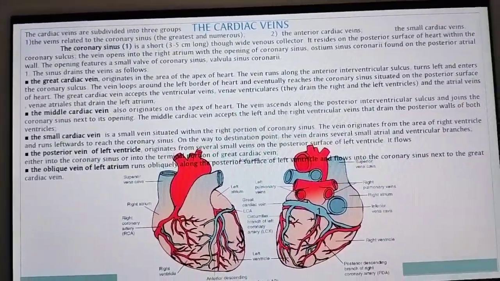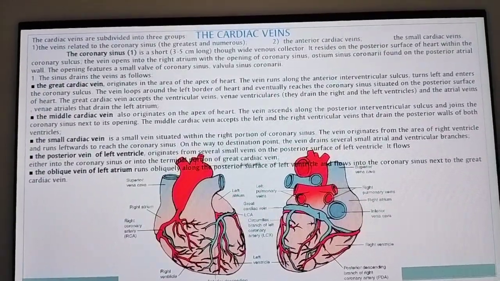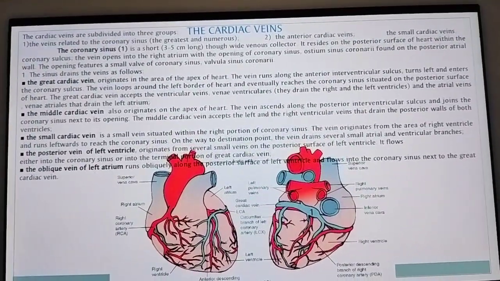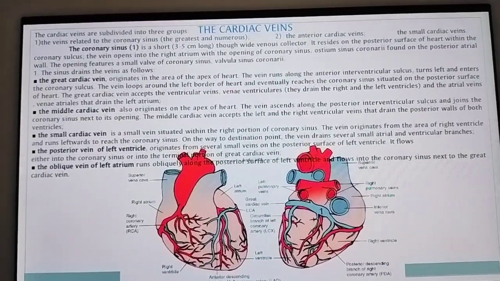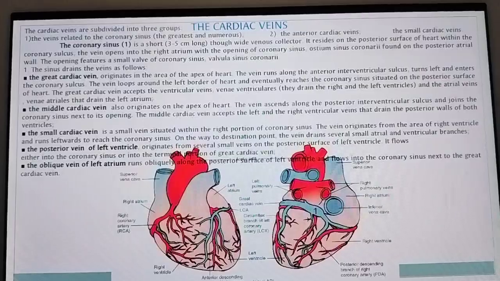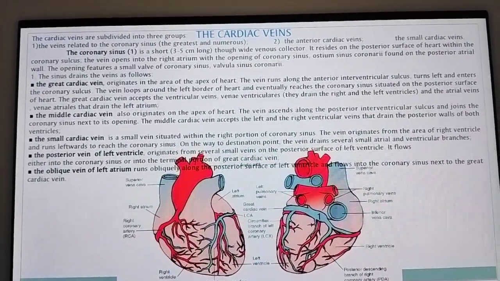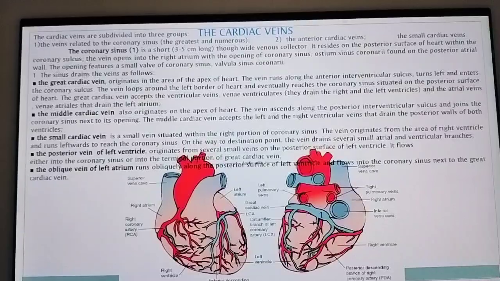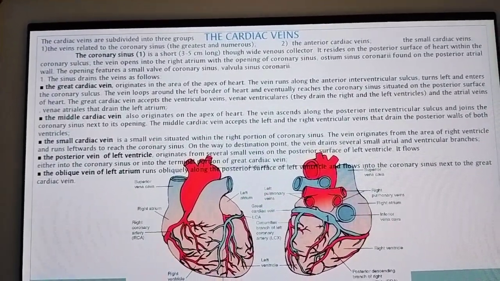So the first one is the great cardiac vein, and this great cardiac vein and the one I'm going to explain, the middle cardiac vein, both originate from the apex of the heart. Okay. So first it is from the area of the apex of the heart, and this vein passes along the anterior interventricular septum. So you know what the anterior interventricular septum is? This is the septum which separates the right ventricle from the left ventricle.